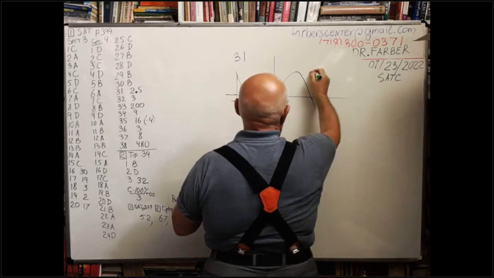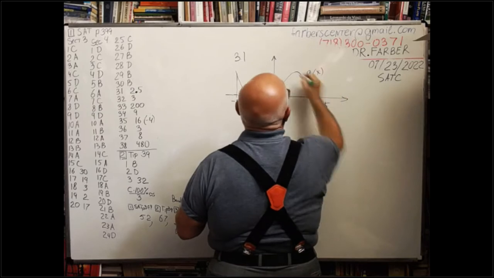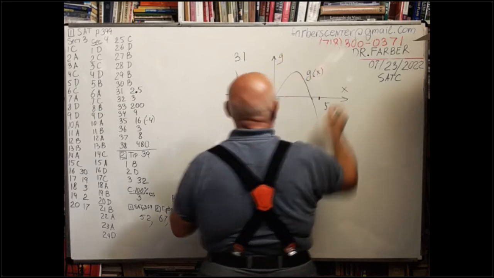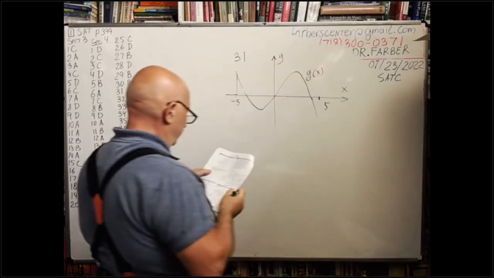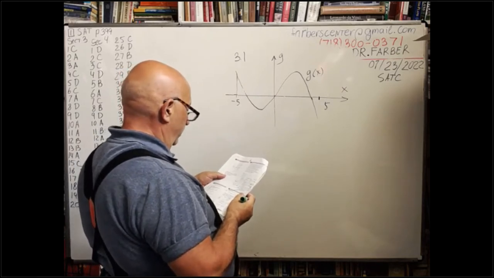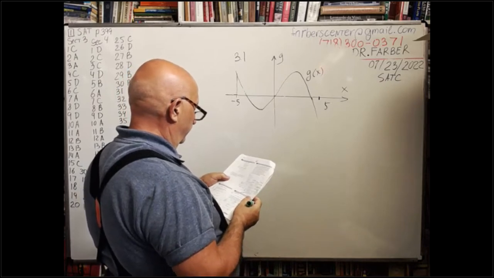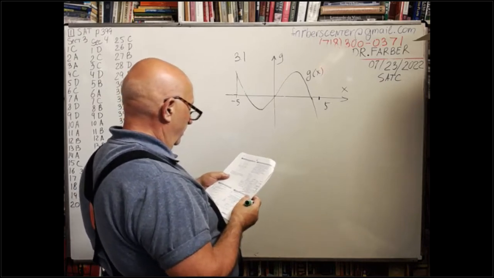And this is g of x. This is g, this is x. And what is the question? What value of x is the maximum of g of x within this interval?